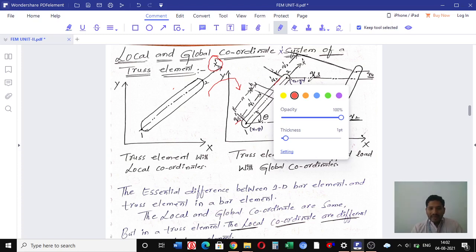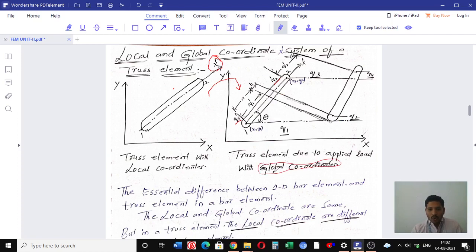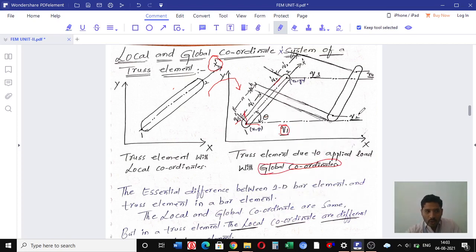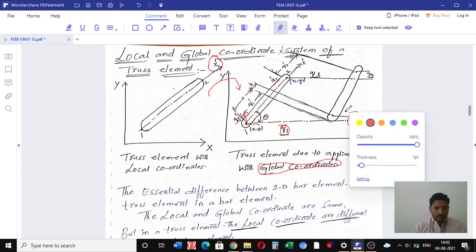But in the global coordinate system we have 2 degrees of freedom. For example, let us see this x displacement of node 1 as q1, and the y displacement of node 1, I'm talking about node 1, as q2, clear? Node 1 has q1 in the horizontal direction, and in the vertical direction it is represented as q2. The corresponding values of node 2 are q3 and q4.